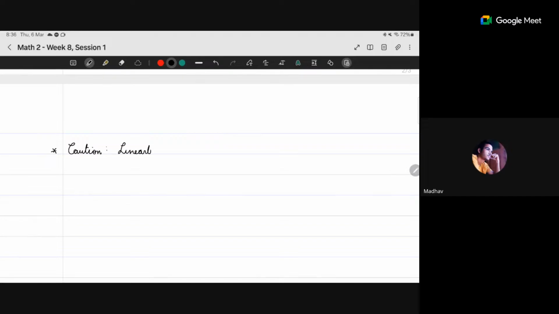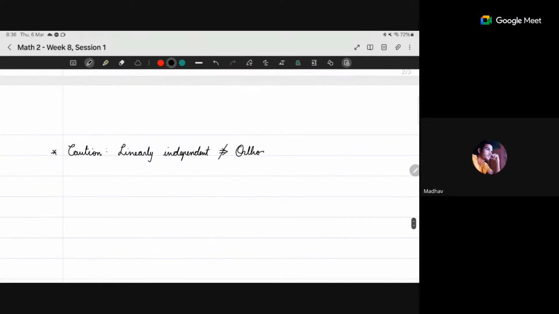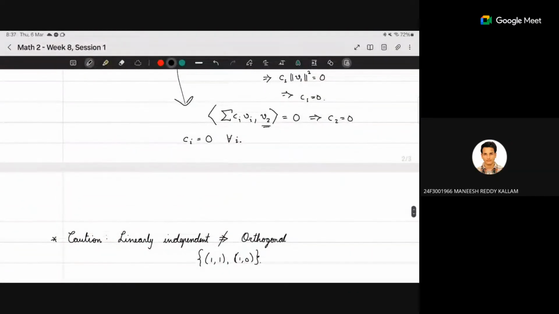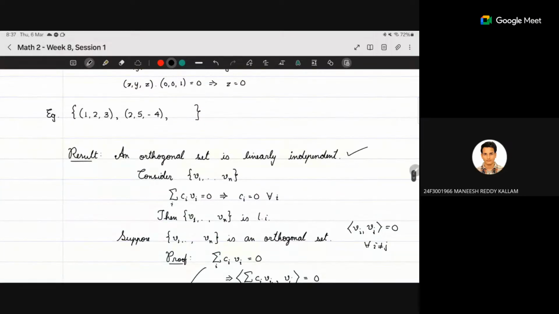Linearly independent does not imply orthogonal. So you could have a set of vectors which are linearly independent but not orthogonal. You can easily manufacture things like, say, (1, 1) and (1, 0). These are clearly linearly independent, but they're not orthogonal in the standard dot product. What we are saying is just that orthogonal sets are linearly independent, yeah, that's the result here, right? Any orthogonal set is linearly independent.